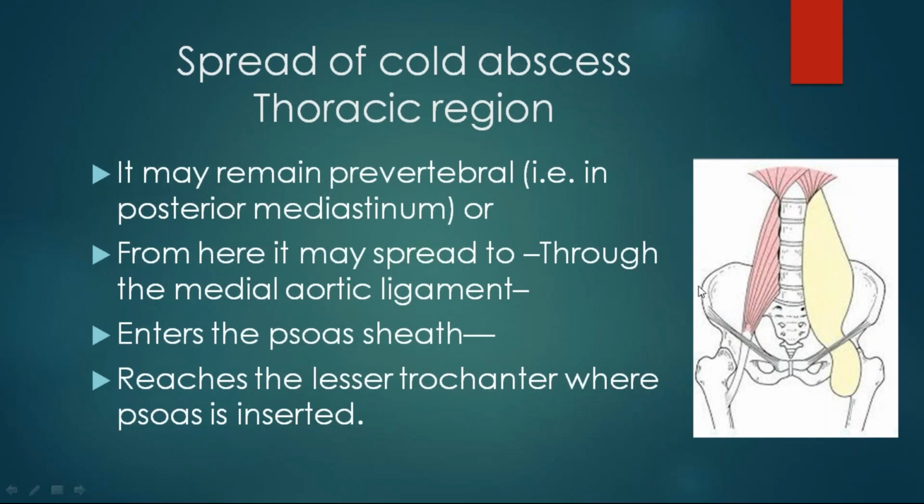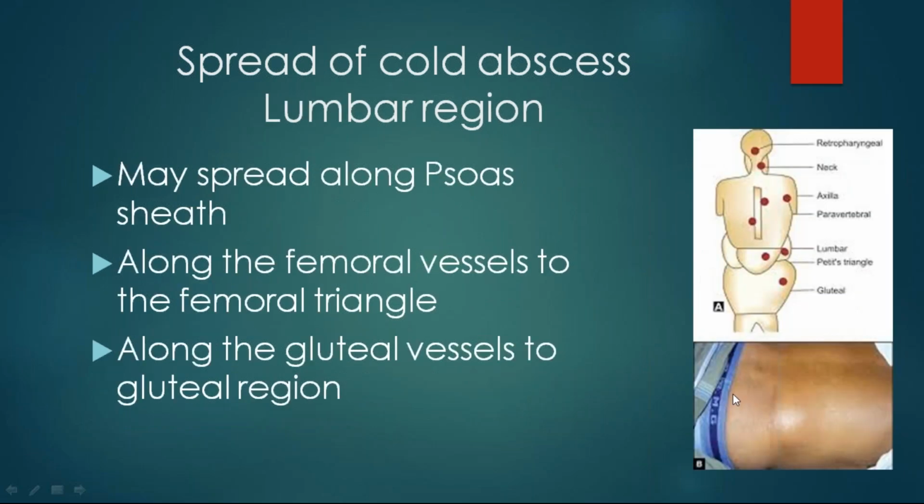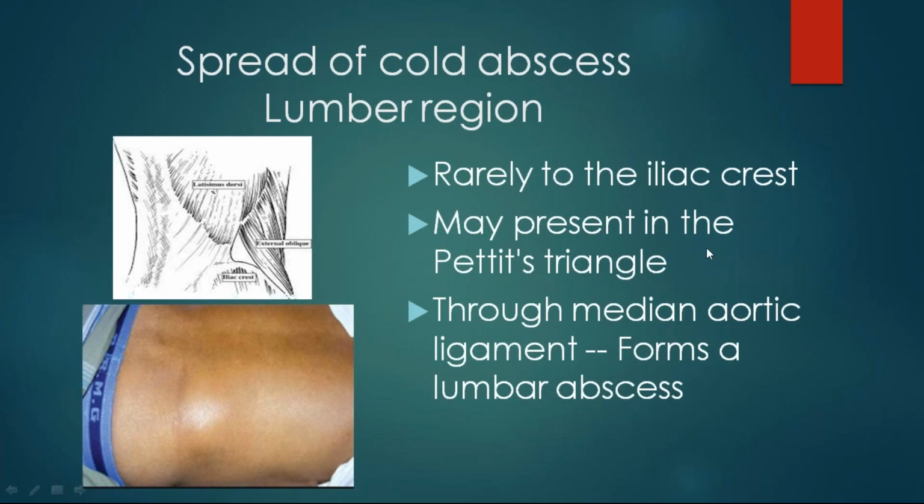lumbar triangle of Petit, which is bordered by latissimus dorsi, external oblique, and the iliac crest. Okay, this is the lumbar triangle of Petit. You can see a swelling over here. And cold abscess is called cold because it's not associated with features like redness and heat, as in pyogenic abscess. In a pyogenic abscess, you feel the four salient features of inflammation, but in a cold abscess, you won't find anything.